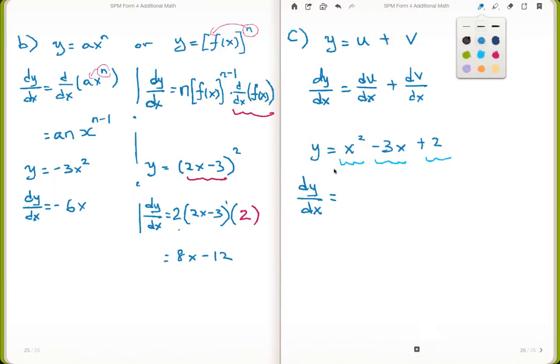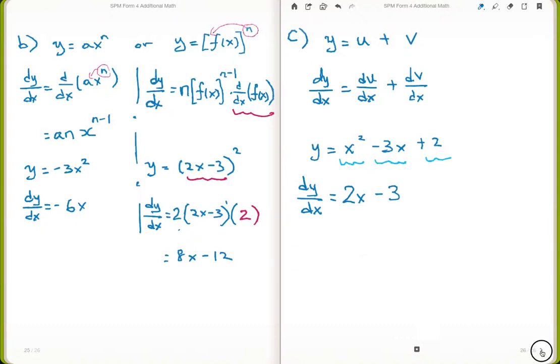So you differentiate the first one, you will get 2x. If you are reading this, you understand what we have done earlier. Would you be able to tell what happens if you differentiate this negative 3x? You differentiate negative 3x, you will get negative 3. I hope you know the answer. And a constant is a number. If you differentiate a constant, a number, you get 0. That's why the answer should be 2x minus 3.